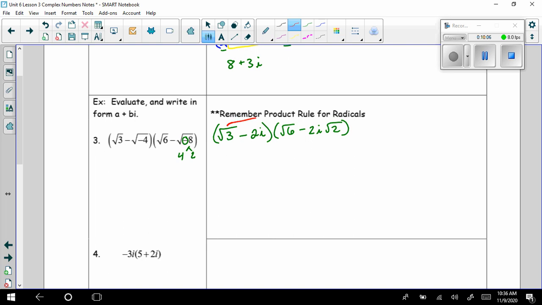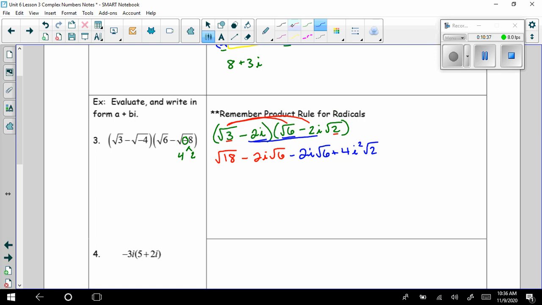Then I can just FOIL distribute this. So this is square root of 18, where this would be minus 6i root 2. Excuse me, I did that backwards. It would be minus 2i root 6, inside with inside. And then we go here, minus 2i root 6. And then we go here, so plus 4i squared root 2.